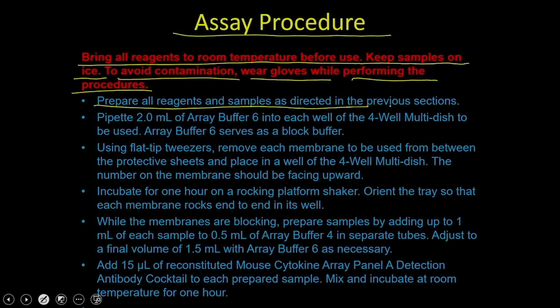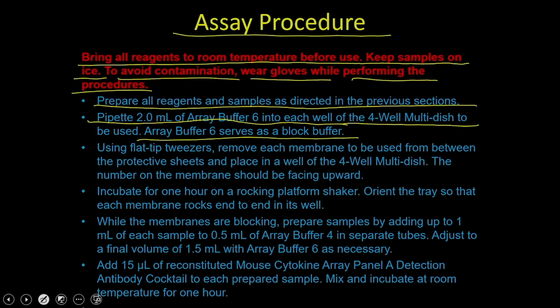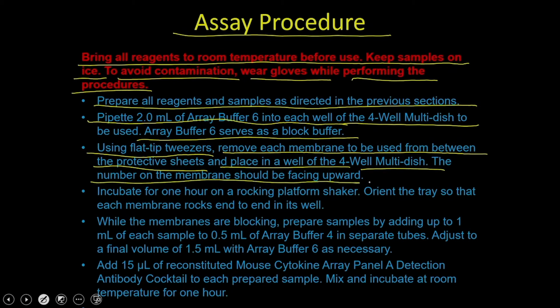First you prepare all the reagents, as we discussed. Then you have to wet the buffer, and use the assay buffer 6 as a block buffer. Then you use the flat tip tweezers to remove each membrane to be used from between the protective sheets and place it in a well of the 4 well multi dish. The number on the membrane should be facing upward.